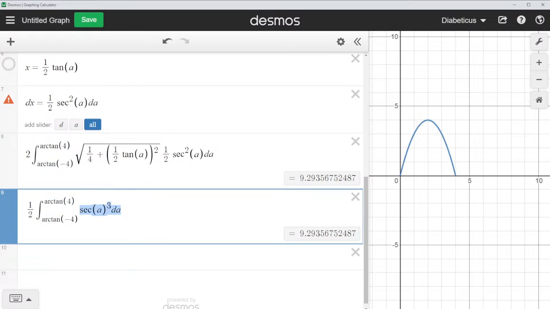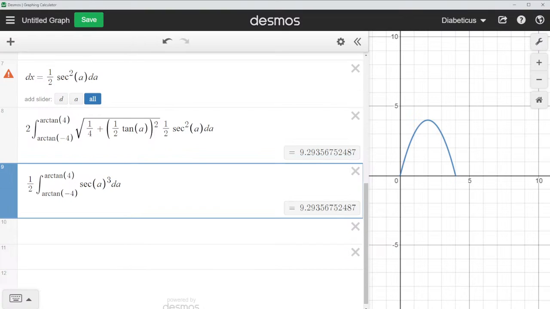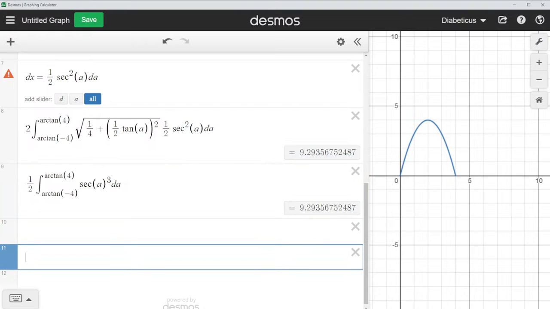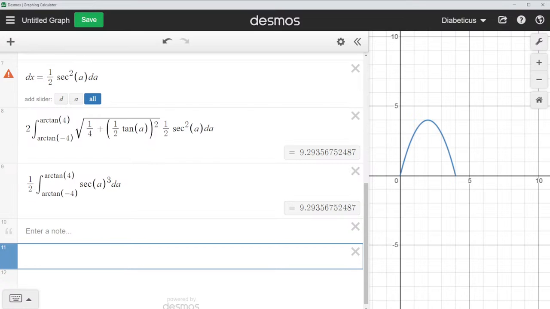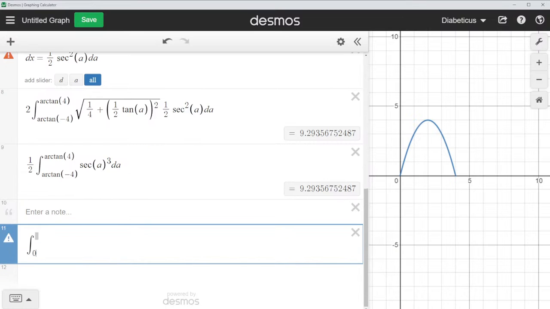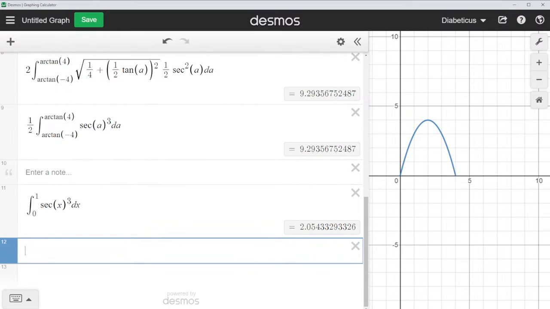And secant a cubed is gonna be way ugly. Okay, let me remember how I solved this. Let me challenge myself. How did I solve the secant a cubed? Okay, let me go on my own tangent, no pun intended, on how to solve this. Secant x cubed dx. Okay, how do I do this?